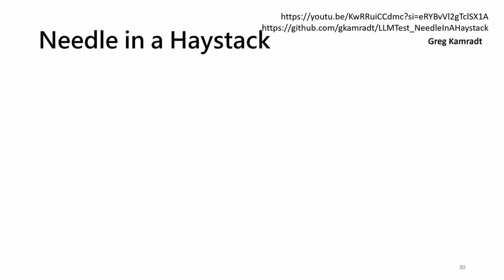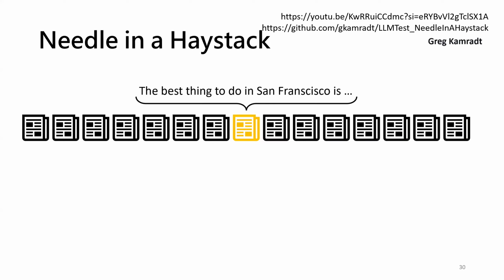The basic idea is to see how we can use embeddings to help us find specific information, which we call the needle, in a long text document, which we call the haystack. Imagine I take this sentence, "the best thing to do in San Francisco is," and embed it into a long document with thousands of words. The sentence we are looking at in yellow is our needle.